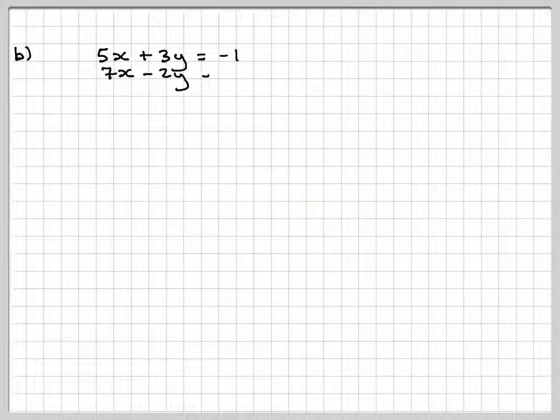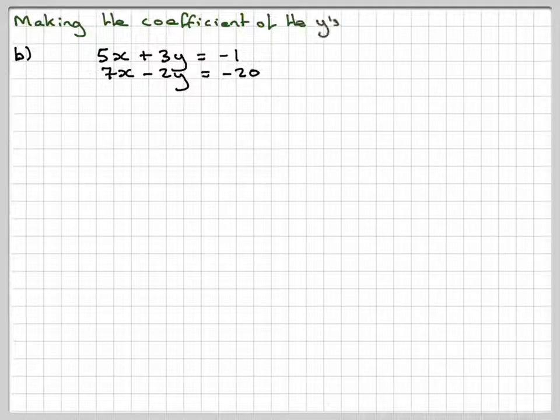Right, let's go to the second one, which is 5x plus 3y is equal to minus 1, and 7x minus 2y is equal to minus 20. Right, here we have to multiply. If I'm going to eliminate y, you have to make that decision. So we're going to make the coefficient, the number in front of y, the same. So in order to do that, I'm going to multiply the top one by 2, because that will make that 6, and the bottom one by 3, which will also make that 6.